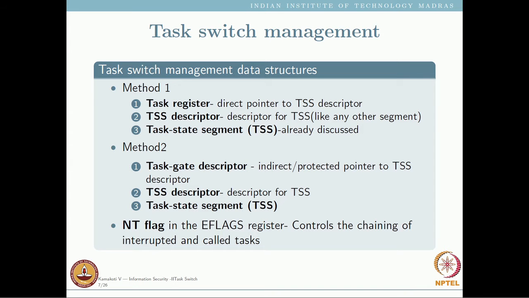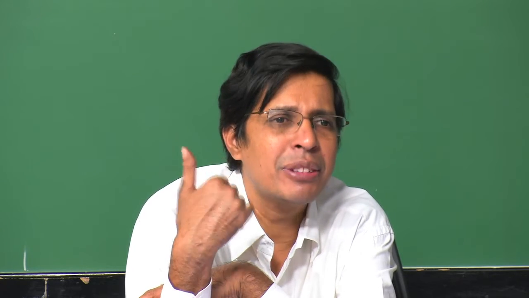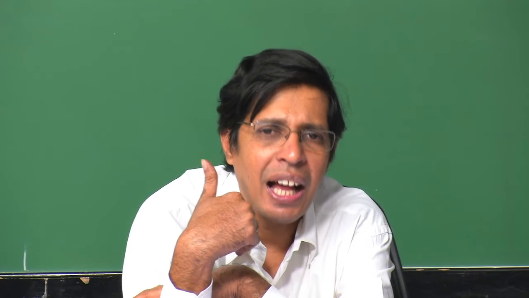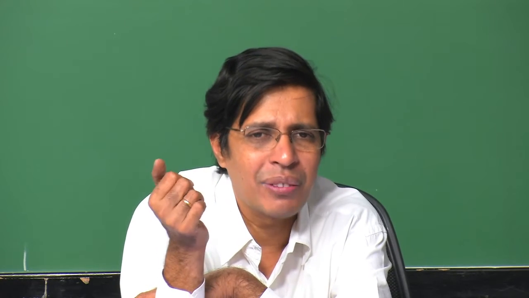Why is the NT flag set to 1? If I do a jump, it is not set to 1, because there is no way by which I am going to return back. But if I do a call, then I will return back. So the NT flag basically tells whether there is a task switch that gives a possibility of going back to the original task at all. If that possibility exists, then your NT flag is set to 1, otherwise your NT flag is set to 0.